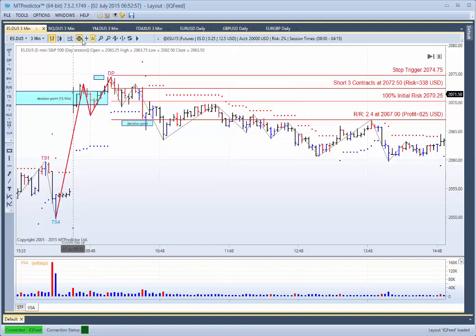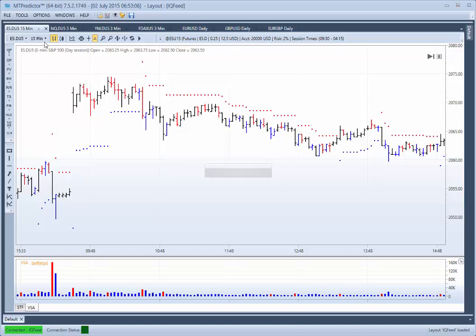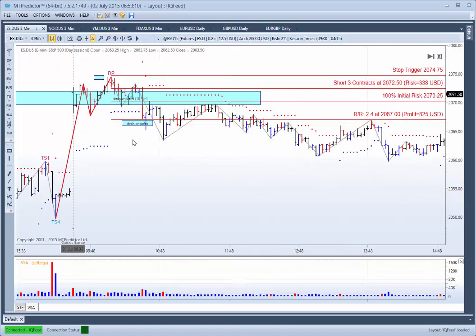This was also a VSA setup. Whoops, sorry, I didn't mean to print that. Let's just refresh that. Sorry about that. Hit the wrong button there with my mouse. Let's go back to the 3-minute chart.